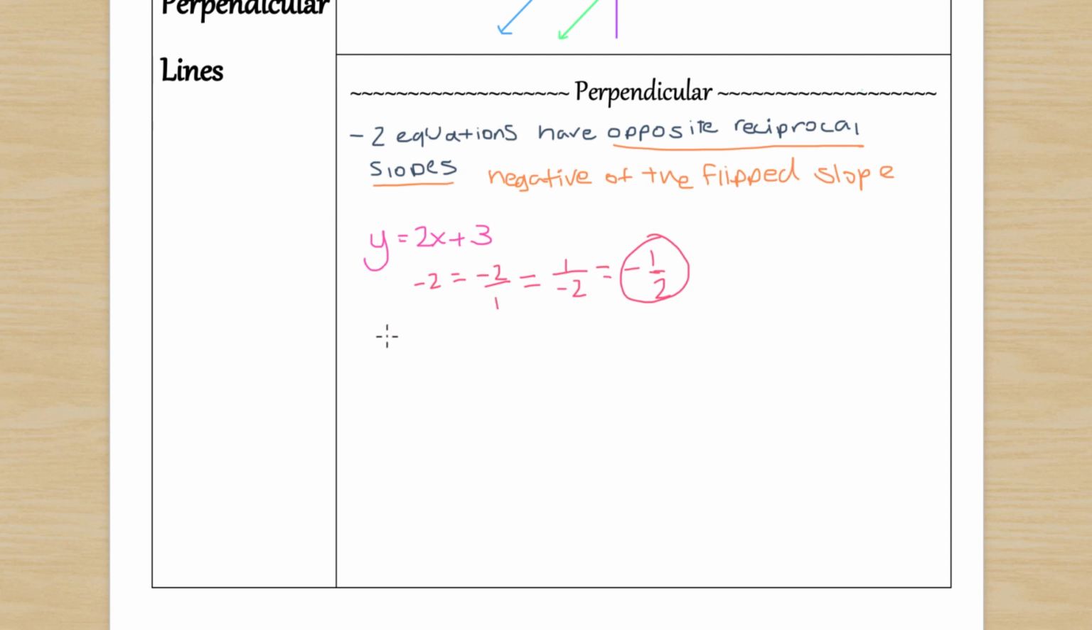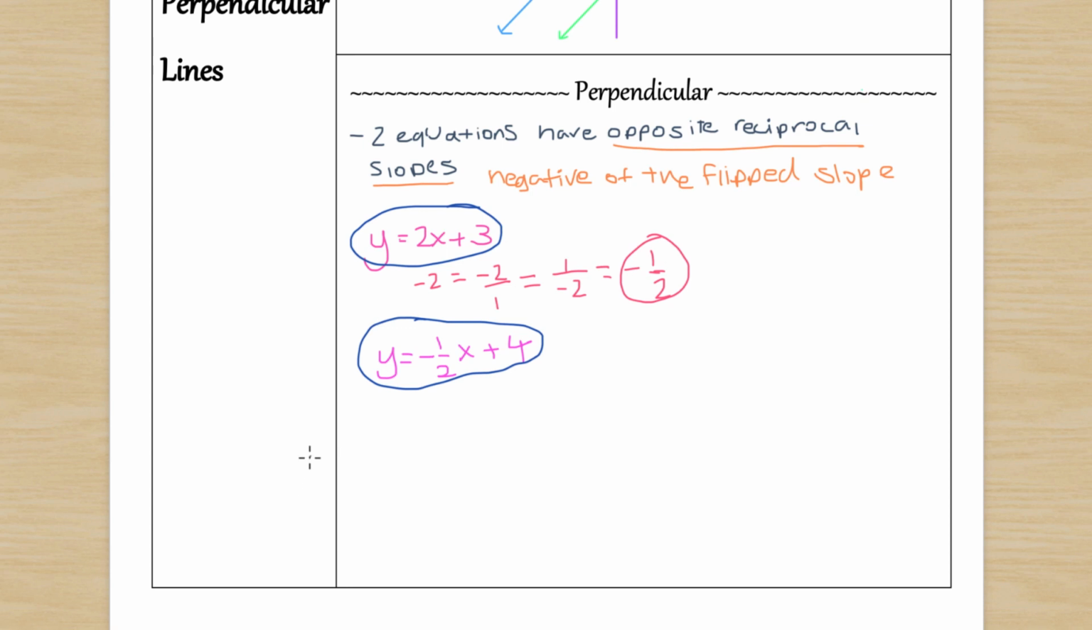So we could write y is equal to negative 1 over 2 x plus 3. Now, the y-intercept for this one can be the same, because since the slopes are different, it's not going to be the same line. But it doesn't have to be 3. You could also write negative half x plus 4 or 5 or whatever you want. So these two equations would be perpendicular to each other.